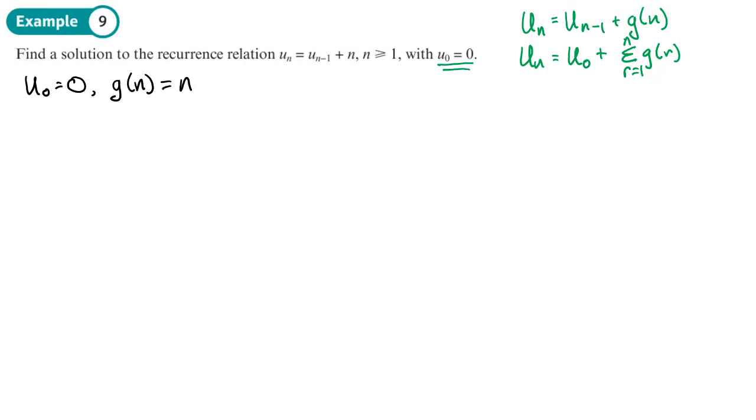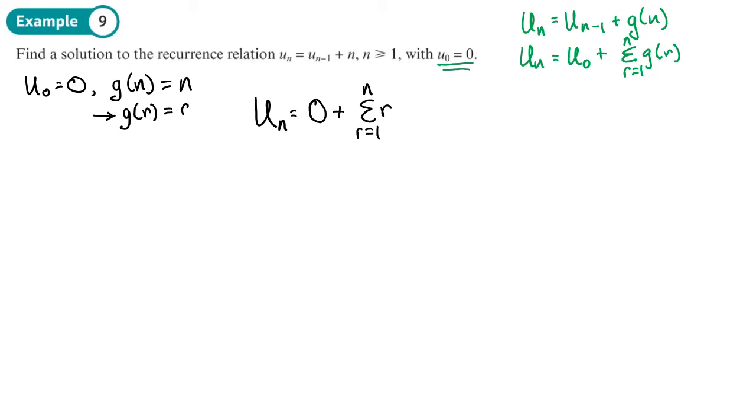So the solution or closed form is going to be un equals u0, which is 0, plus the sum from r equals 1 to n. Now it says g of r, not g of n. So all we do is we write the function in terms of r. So g of r would be r. So for example, if this function here were, I don't know, 2n squared, then we'd write g of r as 2r squared. So we want the sum of g of r.